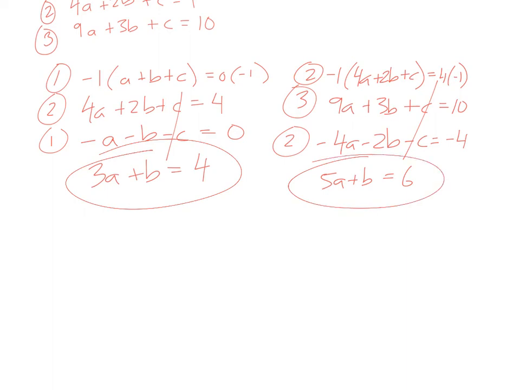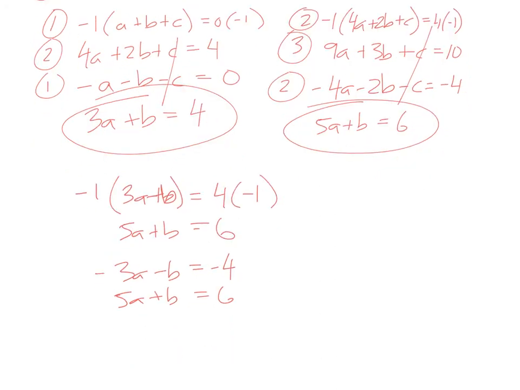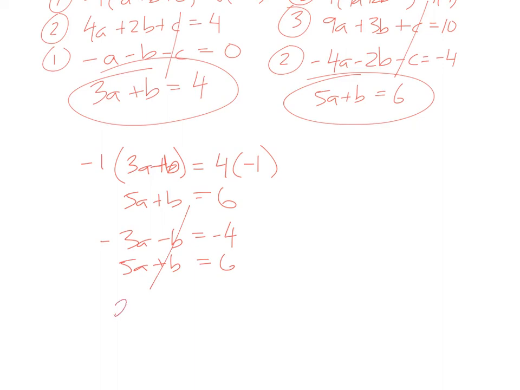And I'm going to take the first equation, multiply it by negative 1. Oops, that's sloppy there. All right, I have 5a plus b equals 6 on the bottom here. So I get negative 3a minus b equals negative 4, and then I have 5a plus b equals 6. All right, then I have 2a is equal to 2. I divide by 2, and a is equal to 1.